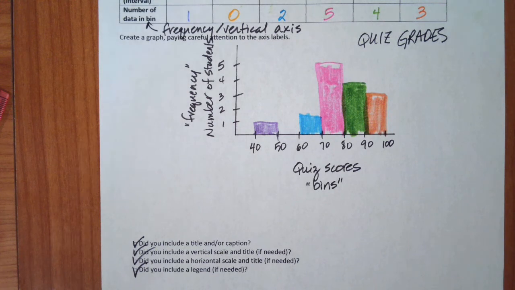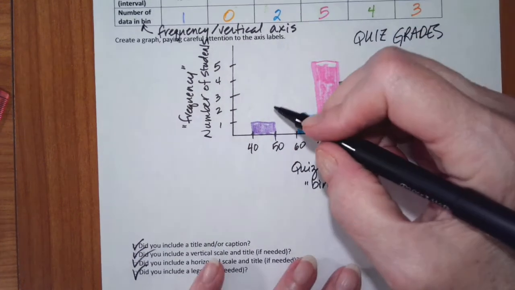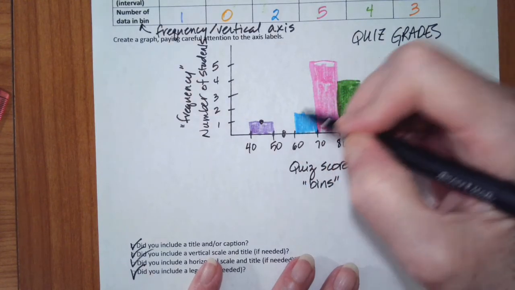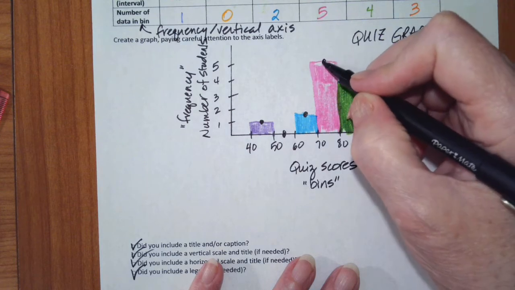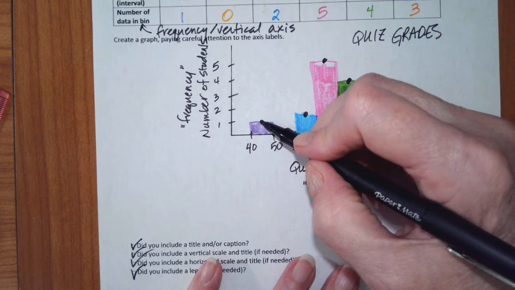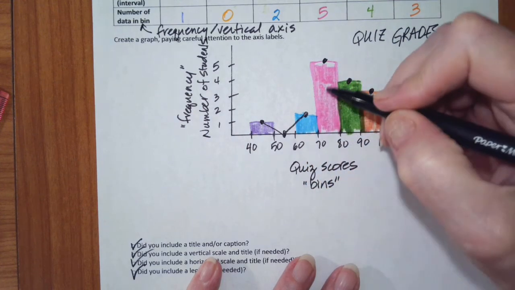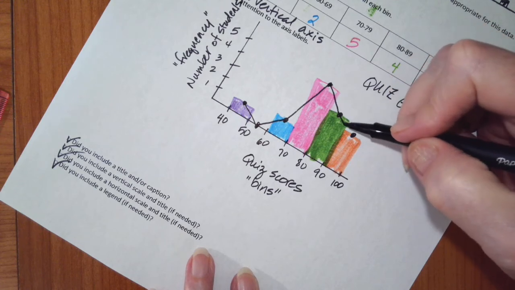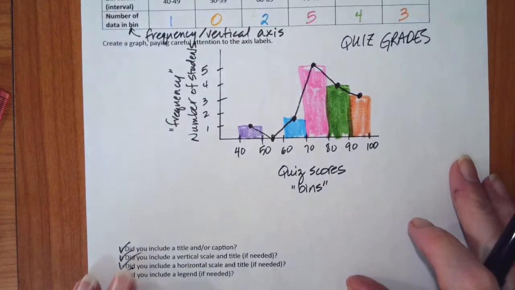Now, rather than draw the graph again, what I am going to do is go ahead and just do a line chart on top of it. So all I have to do is put a dot in the center of each bin at the top of each bin and then connect my dots. And there is my line chart.